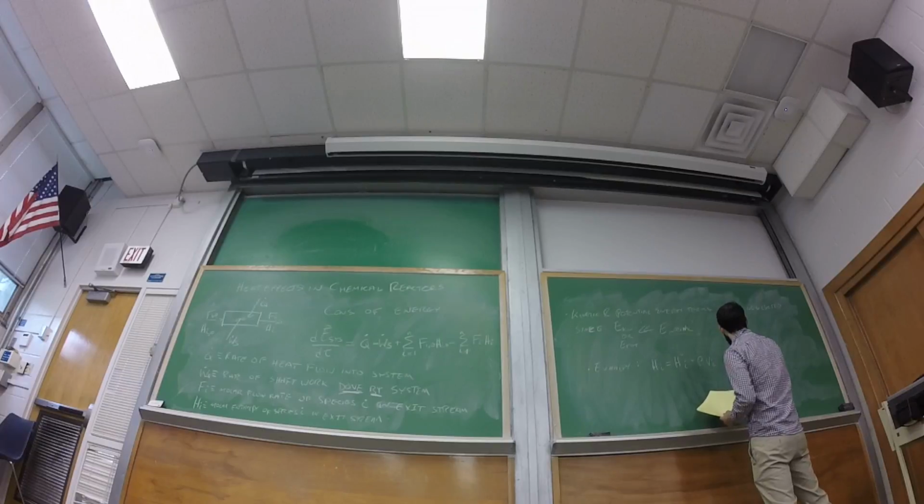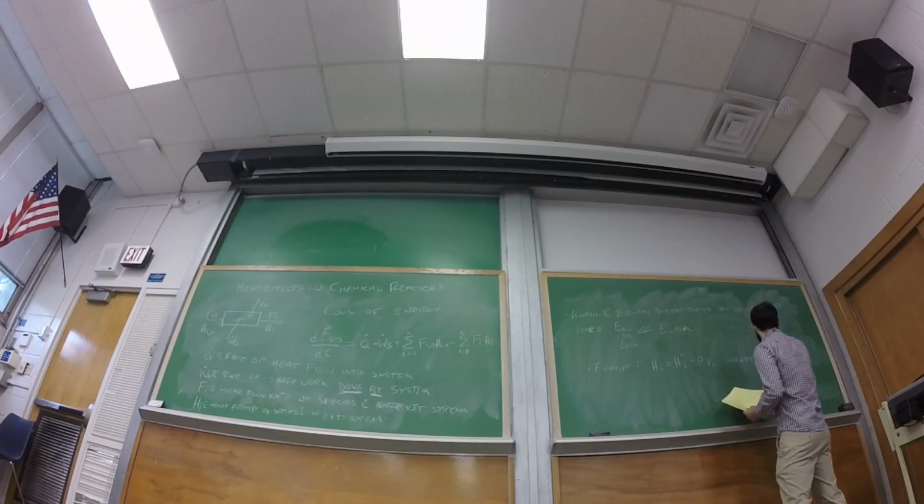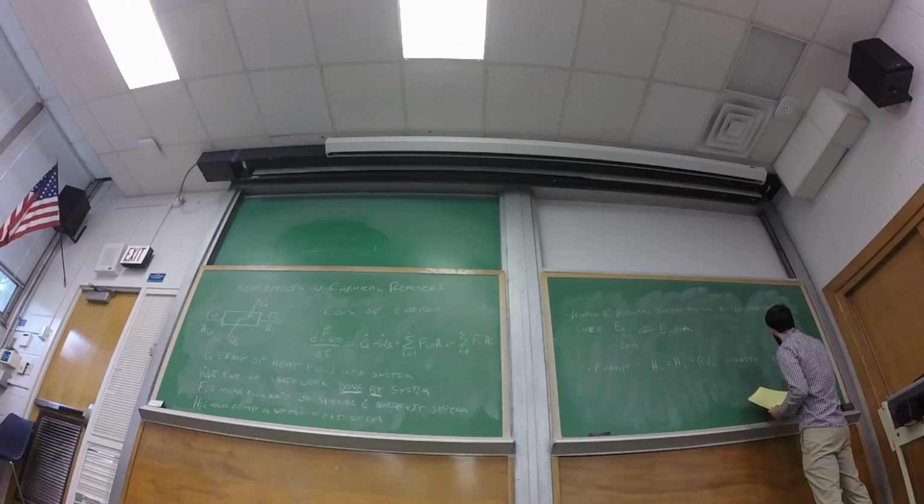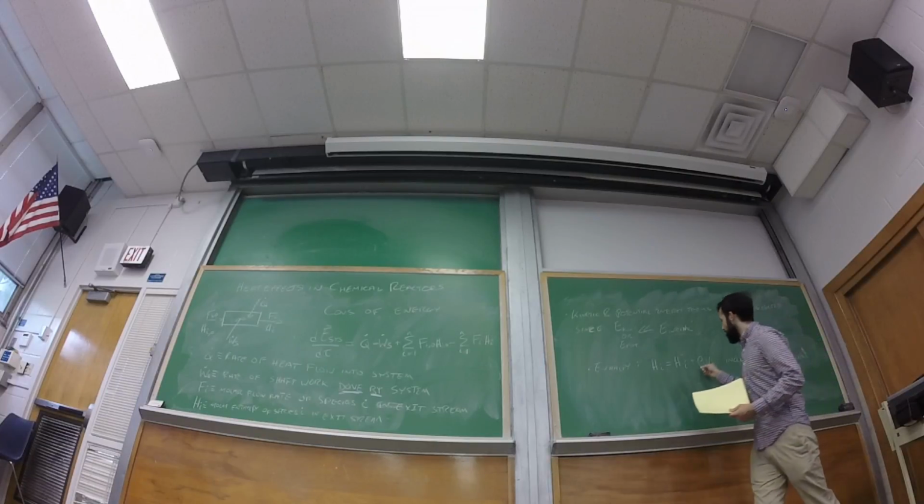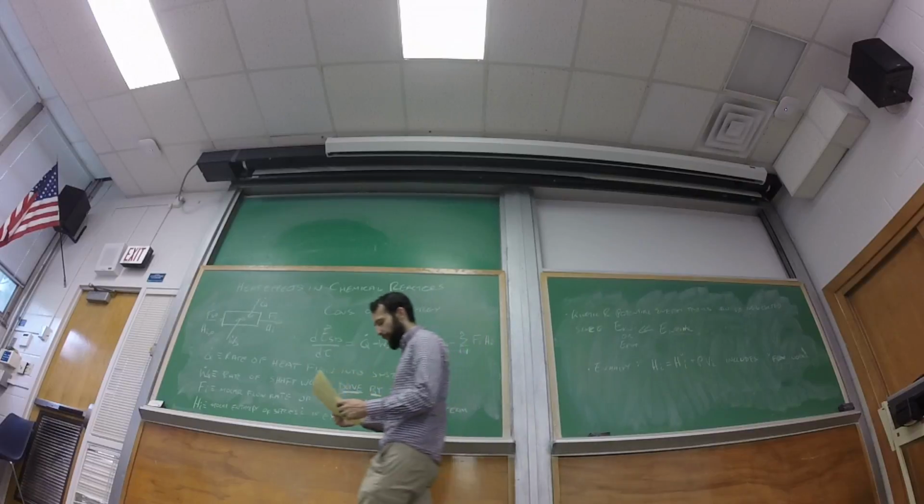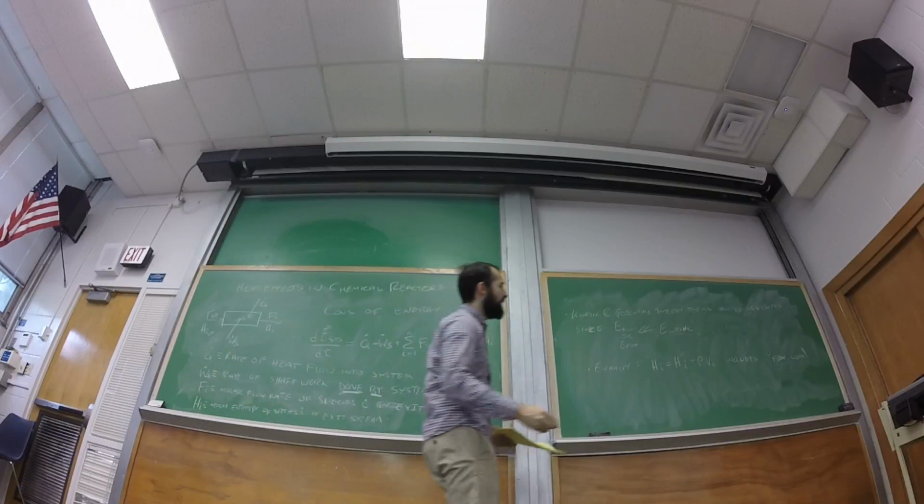So the enthalpy includes the flow work, the pressure times the volumetric flow rate. I didn't really put that there.